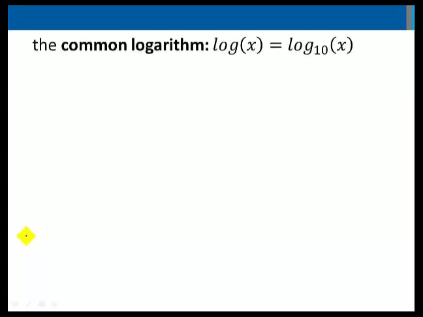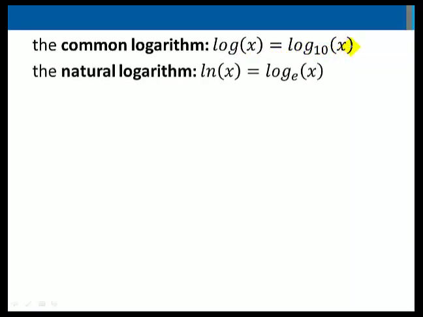Next, let's look at the common logarithm. Log of x, log with x in parentheses, is equal to log to the base 10 of x. Let's also look at the natural logarithm, which is ln, x in parentheses. We pronounce it as the natural log of x. It's equal to log to the base e of x.